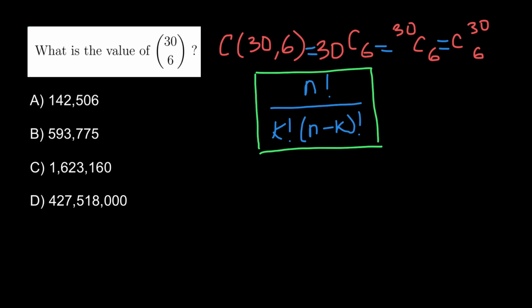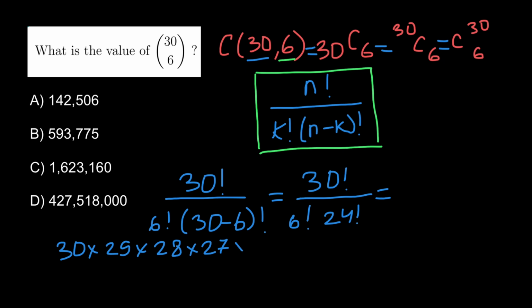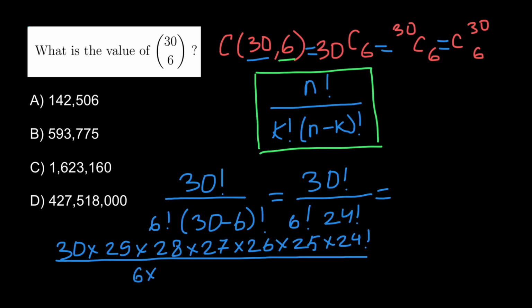For n stands 30 and for k stands 6. So we put 30 factorial on top, and on the bottom we are going to have 6 factorial times 30 minus 6 factorial. So this is going to equal 30 factorial divided by 6 factorial and 24 factorial. And this equals 30 times 29 times 28 times 27 times 26 times 25 times 24 factorial, divided by 6 times 5 times 4 times 3 times 2 times 1 times 24 factorial.